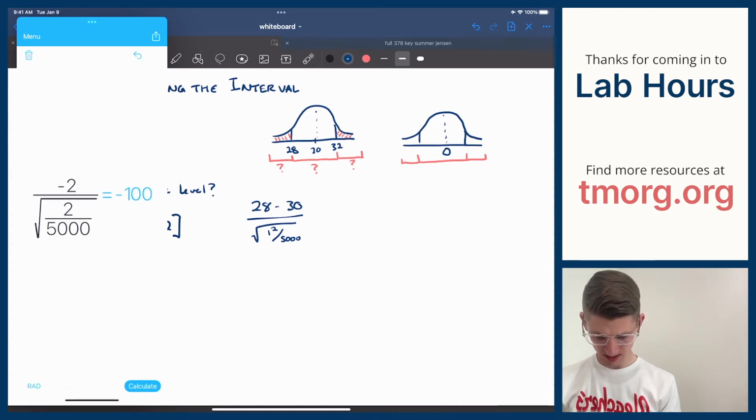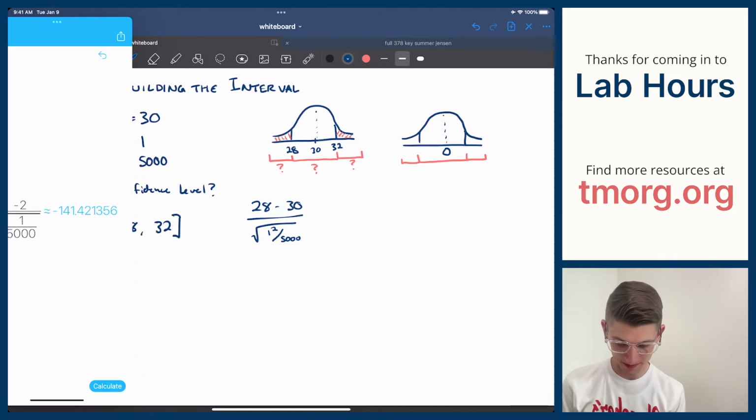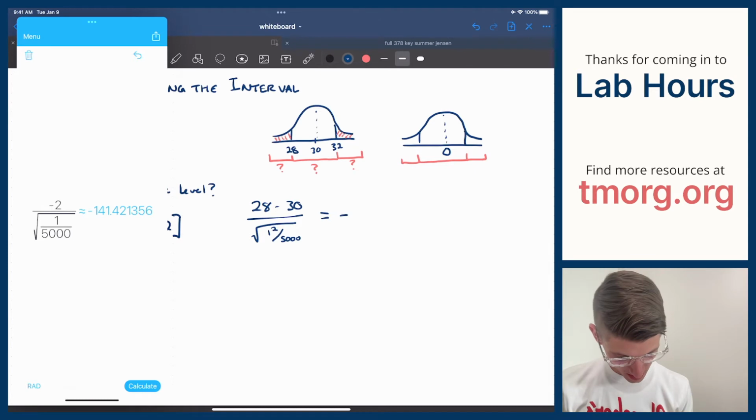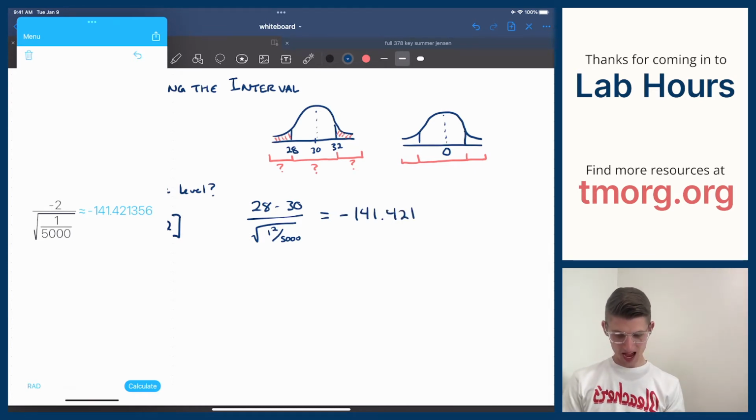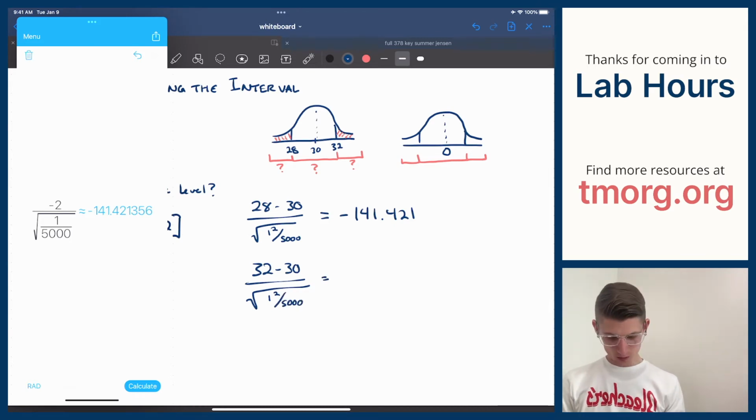Let's make it... Nah, you know what? It's fine. Let's just leave it as 1. Okay, calculate that. Okay, negative 141.42. Okay, so negative 141.421. Okay, and then we can do the same thing for 32 minus 30 over the square root of 1 squared over 5,000, and that is going to be equal to this but positive, right?